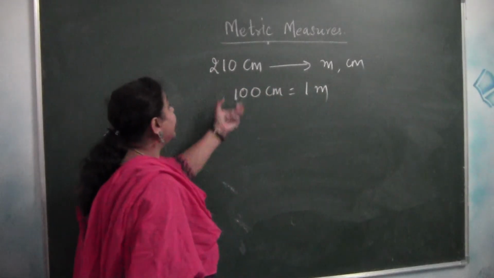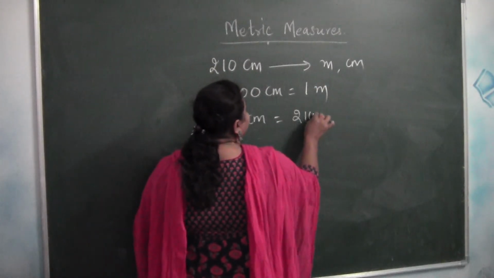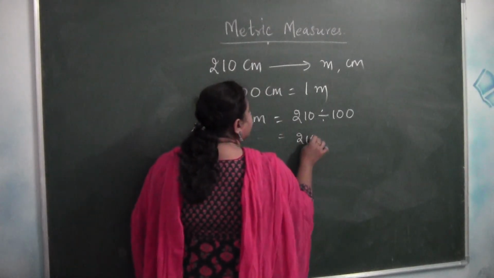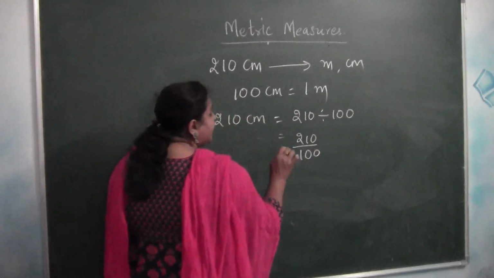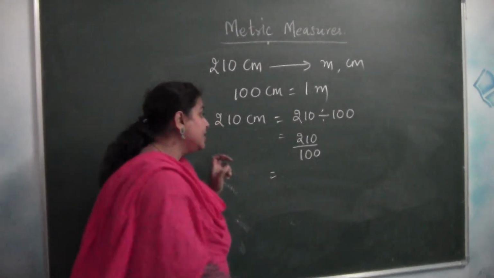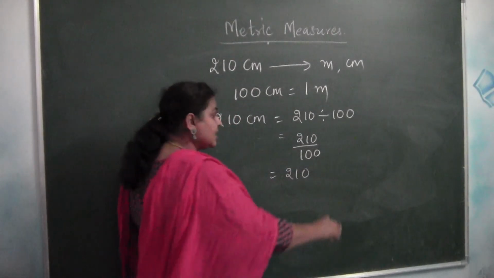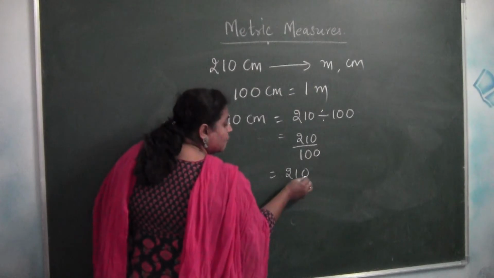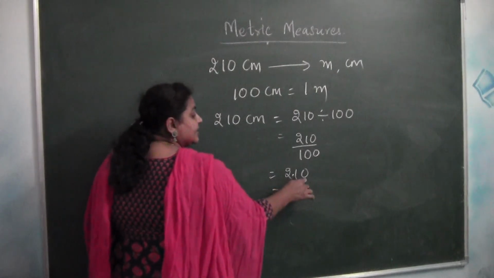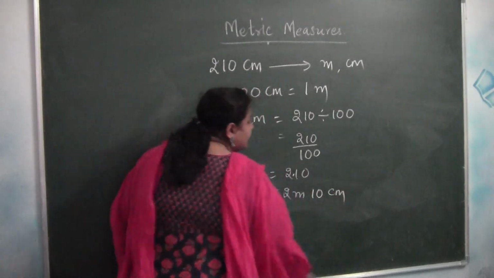Now, what are we going to do? We are going to divide. 210 centimeters is equal to 210 divided by 100. Now, how do I write 210 by 100? Here we are using the concept of decimals again. First, we will write 210 as it is. Then we have 2 zeros, 1, 2, point. So this decimal separates meters and centimeters. It means this can be written as 2 meters and 10 centimeters.